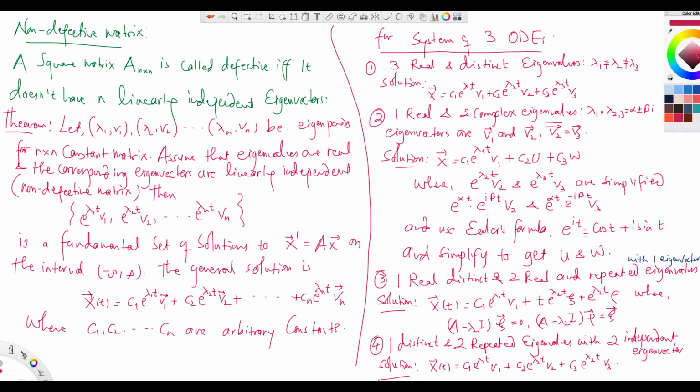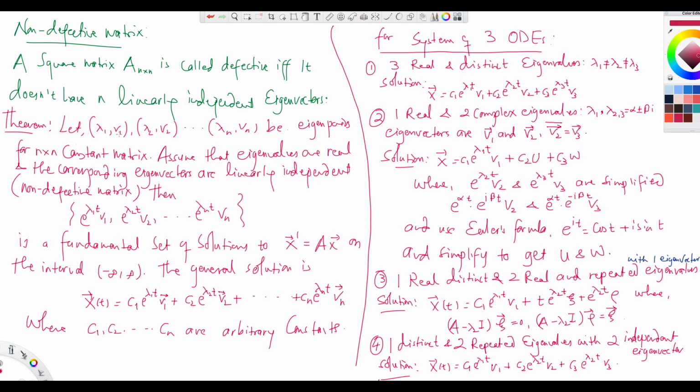Before we go to any examples, let us see some terminology we use here. The one thing you have seen in linear algebra is the non-defective matrix. A square matrix A, of size n by n, is called defective if it does not have n linearly independent eigenvectors. If a matrix has size n and it doesn't have n linearly independent eigenvectors, then it is called a defective matrix.